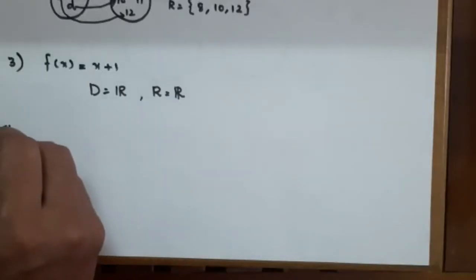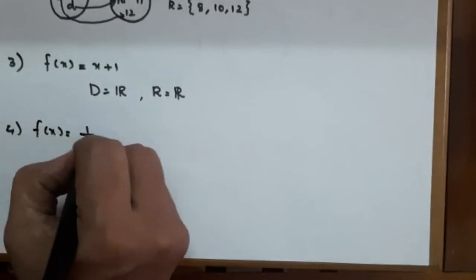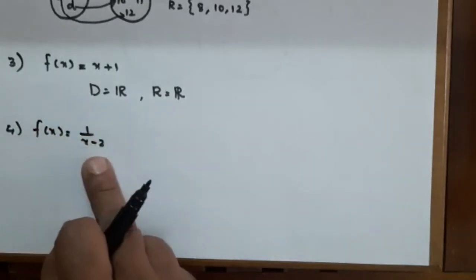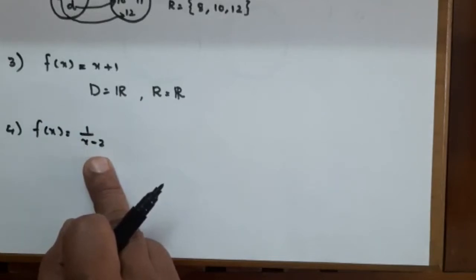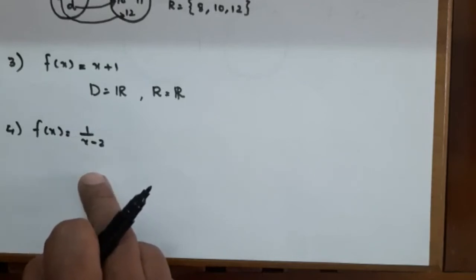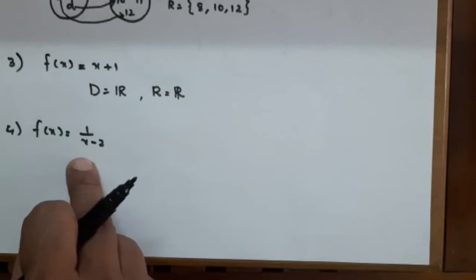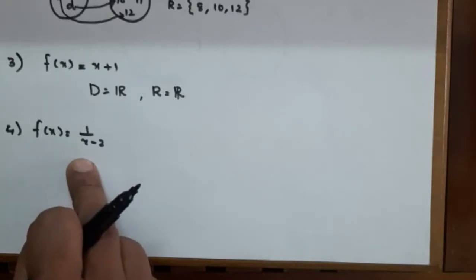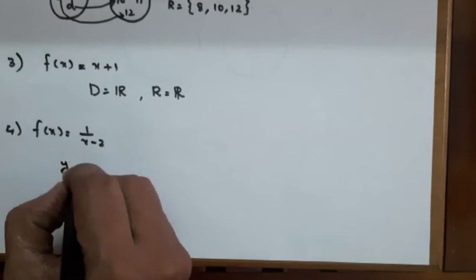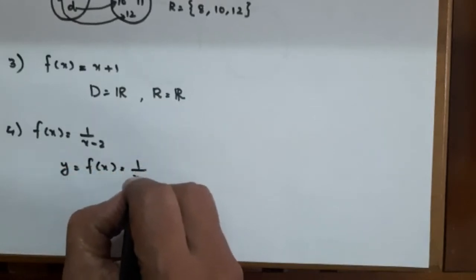As a fourth example, consider the function f of x equal to 1 by (x minus 2). Here, when x changes its value, the value of 1 by (x minus 2), that is f of x, also changes. In that sense, we can say x is the independent variable and f of x is the dependent variable. That means the value of f of x depends on the value of x. In that sense, we can write this function as y equal to f of x equal to 1 by (x minus 2).